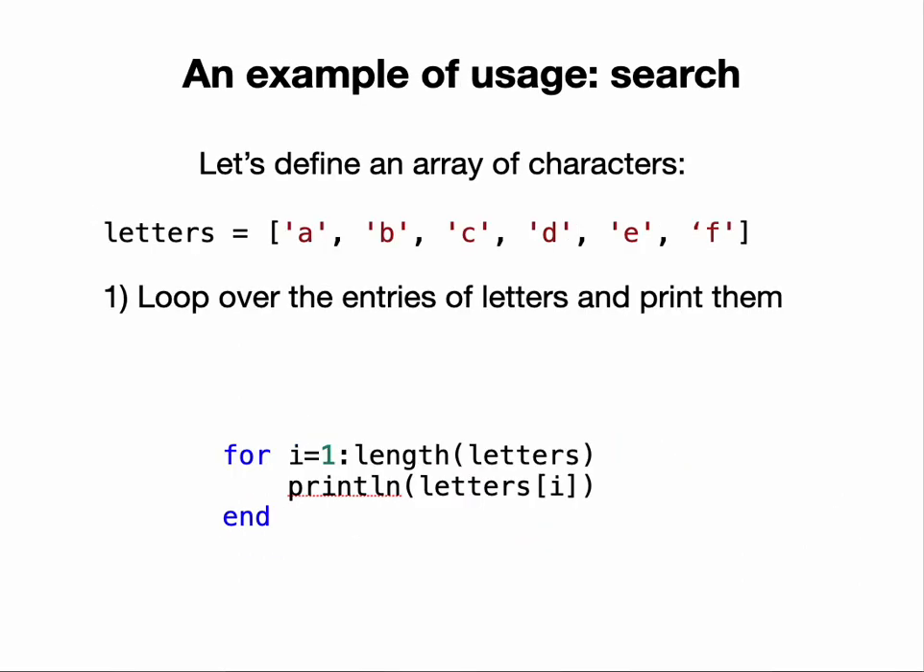So let's make an example of usage of a loop and an if statement. We will combine the two of them. Let's define an array of characters. So create a new code cell and type this vector of characters, A, B, C, D, E, F. Then we can loop over the entries of the vector letters and print them to screen. So that's the first thing you want to type in your loop. So let's loop over all the characters we have in the vector letters.